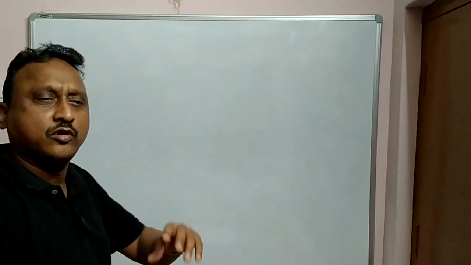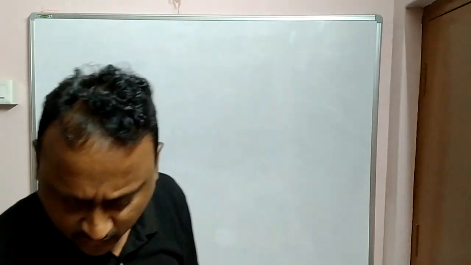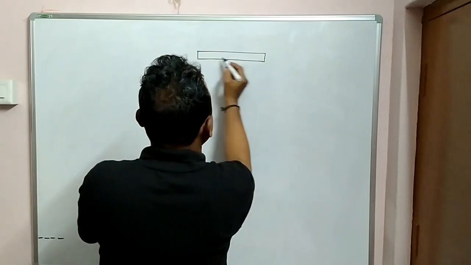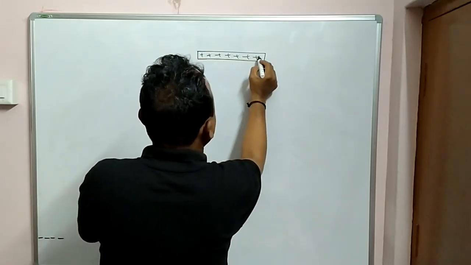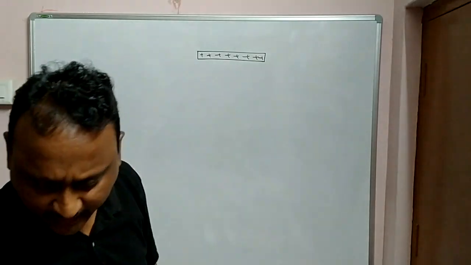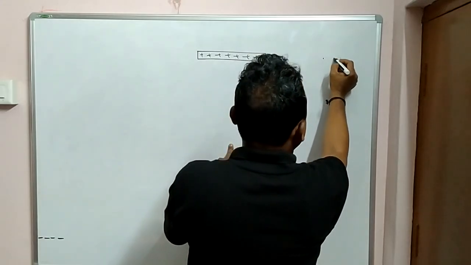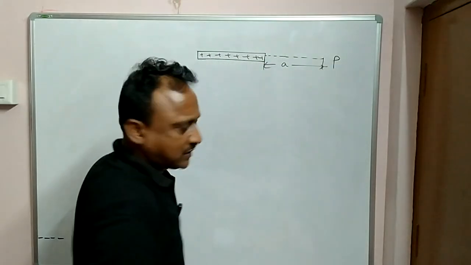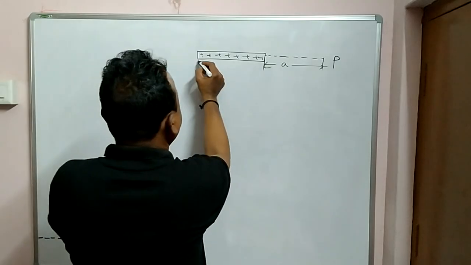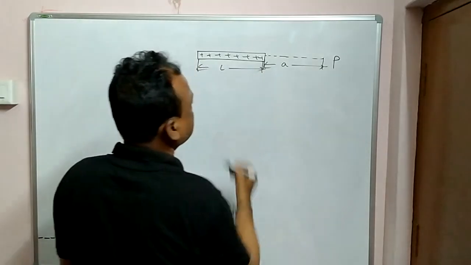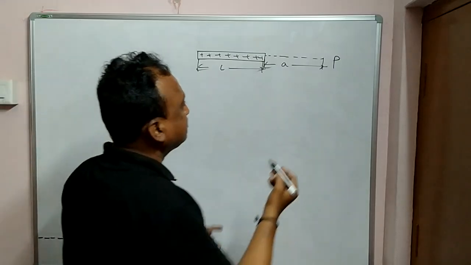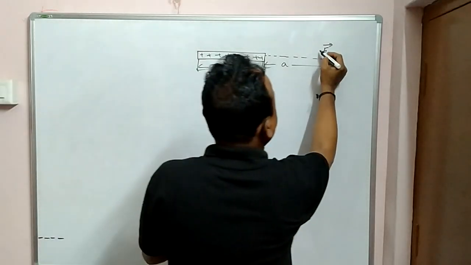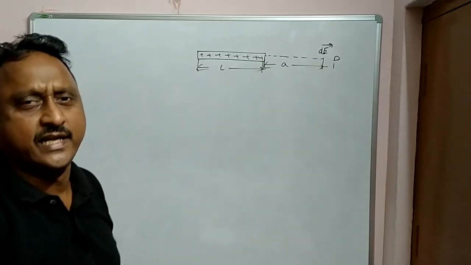Now let us see, till now I told you Coulomb's law is valid for point charges. For example, if you are given a uniformly distributed charge like this, and at a point P, which is at a distance A, and this is length L. At a point P, if I want E, the electric field intensity, dE bar, a vector quantity, how will I get this?